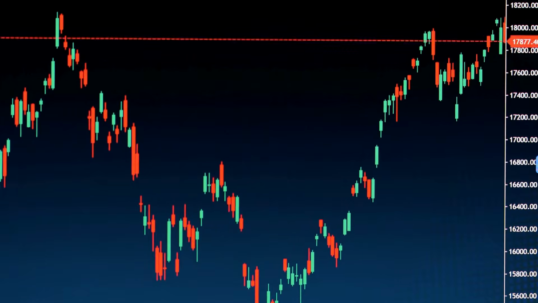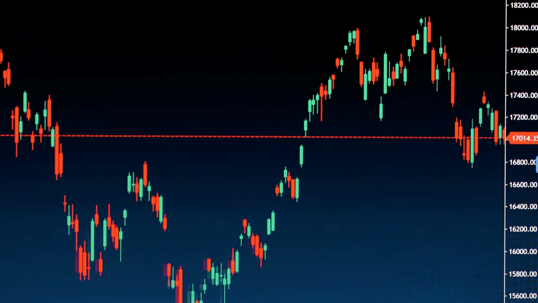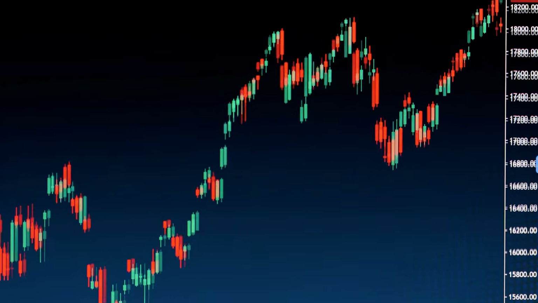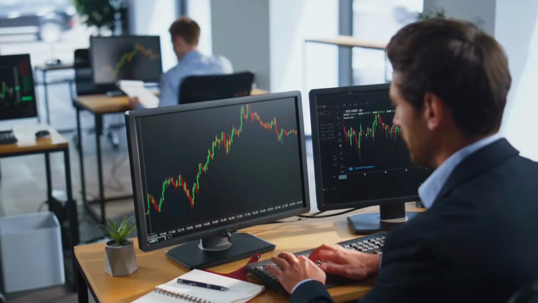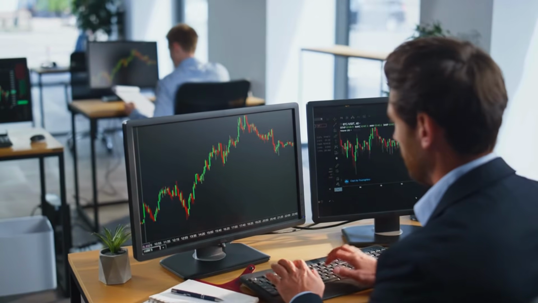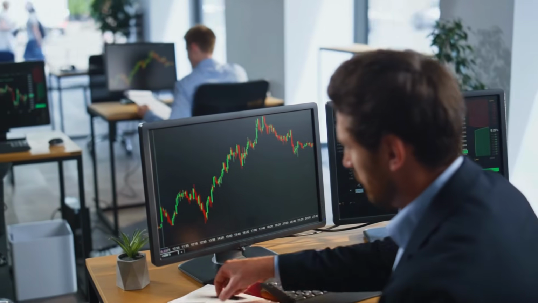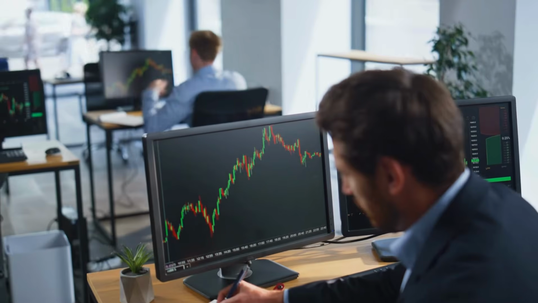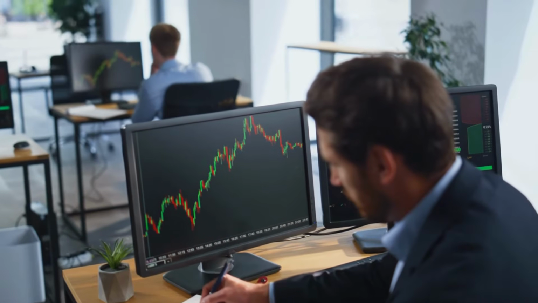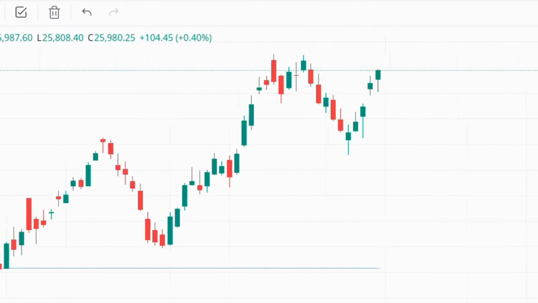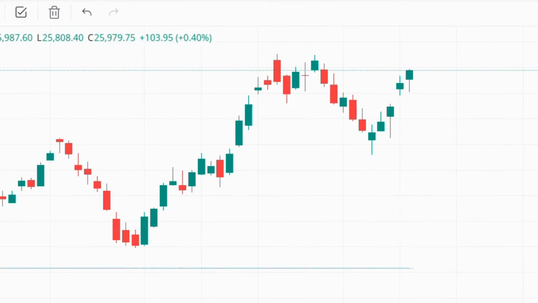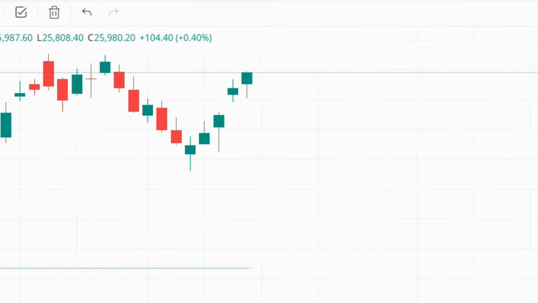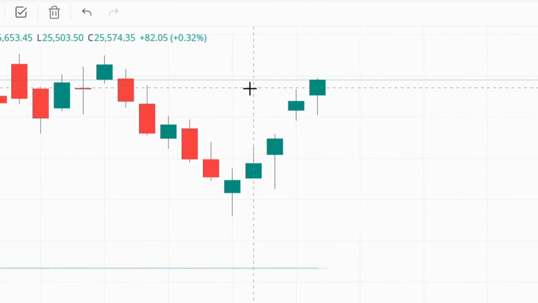Ever wondered how professional traders make money even without using indicators? They simply read the price itself. That's called price action trading. In today's video, you will learn how to understand price action, read candlestick patterns, and identify high probability trades like a pro, all with real chart examples.